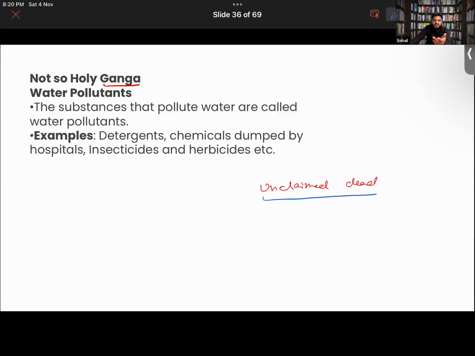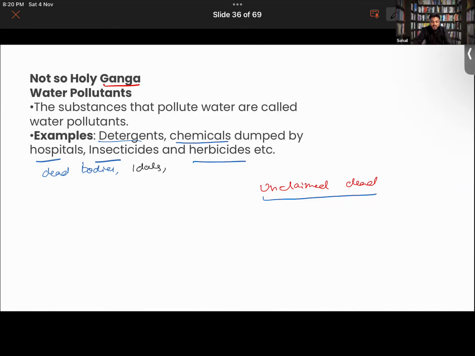Most likely people will suffer from diarrhea, typhoid, or cholera if a person consumes such water. So what is happening in the Ganga river? Basically detergents, chemicals from the hospitals, insecticides, and herbicides are being added into the water. Apart from this, we saw dead bodies, and also idols are basically thrown into the water.